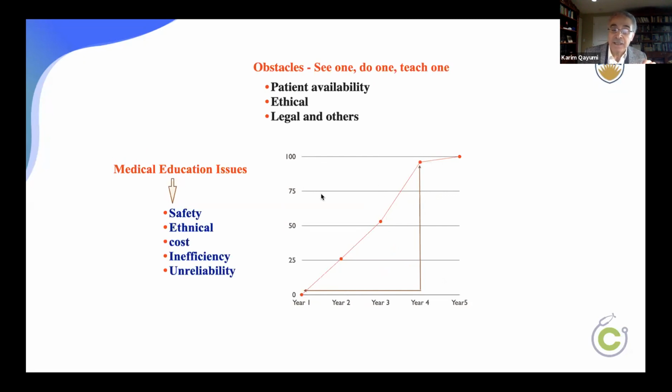So as a result, the obstacles in see one, do one, teach one are patient availability, ethical issues, and legal issues that make the system slow. And medical education as a result of that is perhaps unsafe. To make it safe, we have to make it slow. To make it ethical, we have to make it slow. And also it will be costly, and it's not very efficient, and it's unreliable.